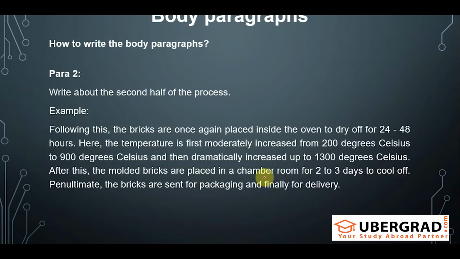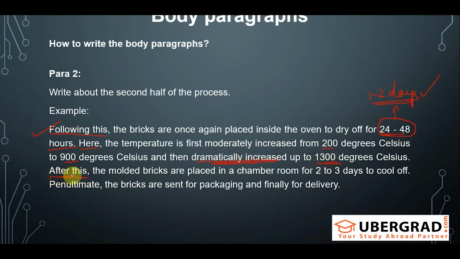Now the last four. Following this, very important. The bricks are once again placed inside the oven to dry off for 24 to 48 hours. Now this is what is written in the diagram. They have written 24 to 48 hours. So can I write this as 1 to 2 days? Do not repeat the same words. There is a possibility of paraphrasing, so let's paraphrase. Now here the temperature is first moderately increased from 200 degrees Celsius to 900 and then dramatically increased up to 1300 degrees Celsius.